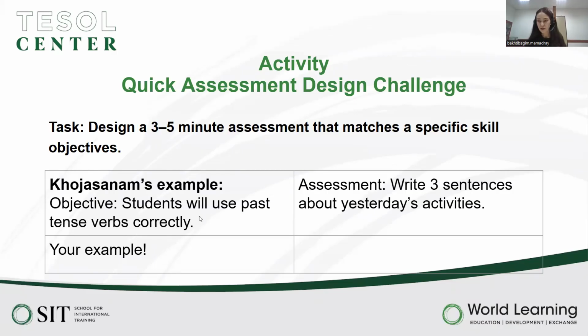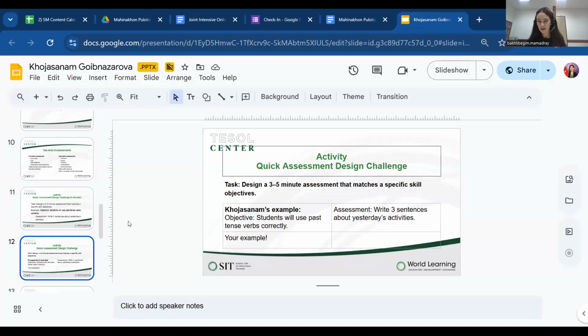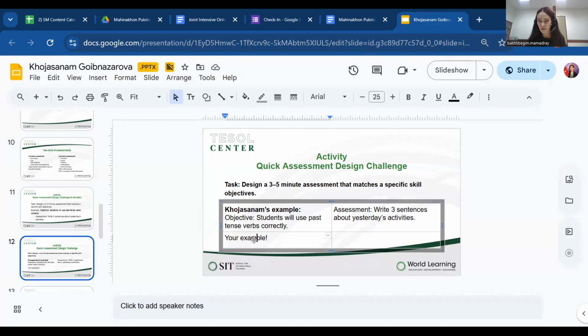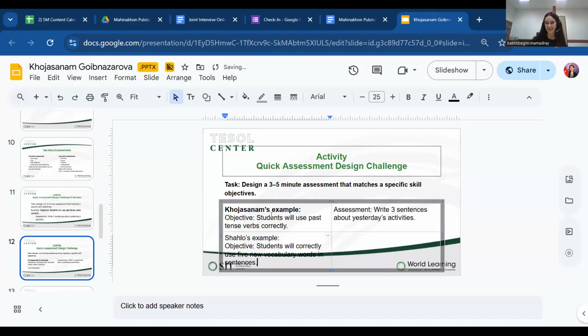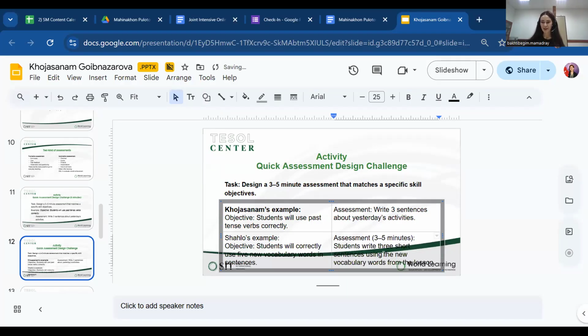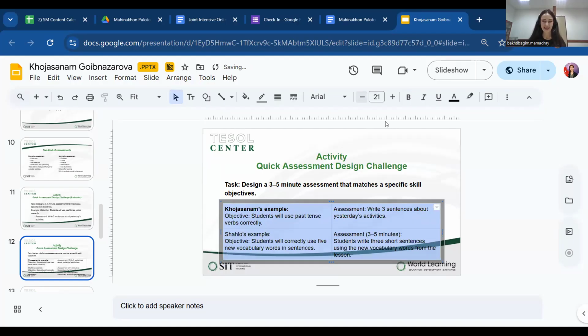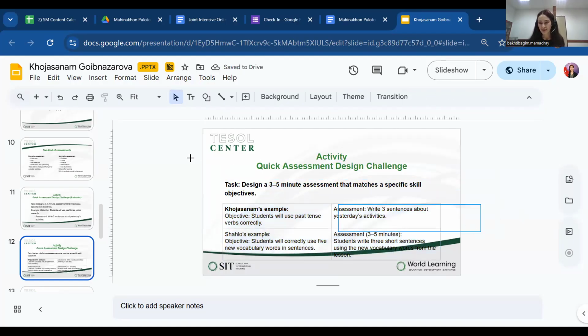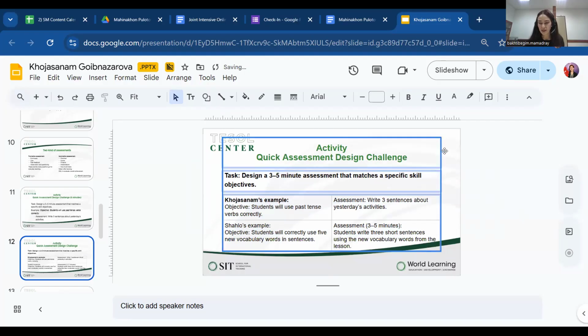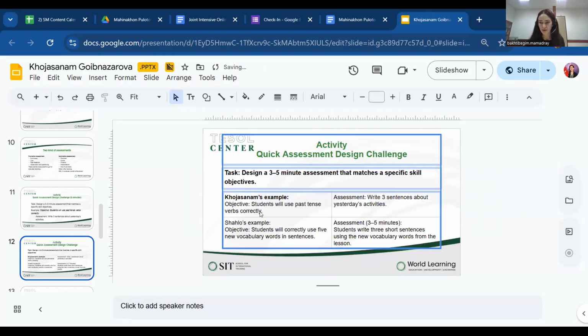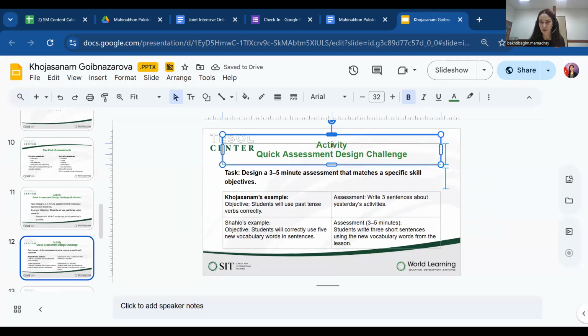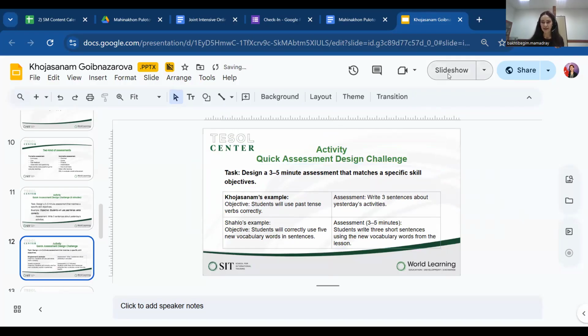Exit tickets are short activities that you conduct at the end of class to check student understanding. Students leave the class only if they respond. Yes, that's also a very great idea. If they don't respond, they cannot go out of the classroom. Formative assessment is a tool for teachers to understand if the class was successful or if something has to be repeated or changed in the next classes.